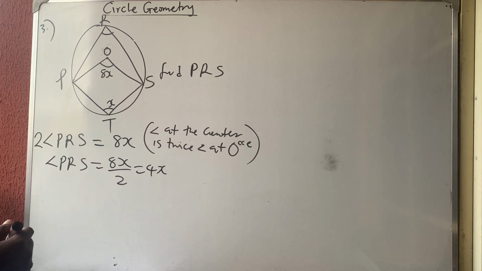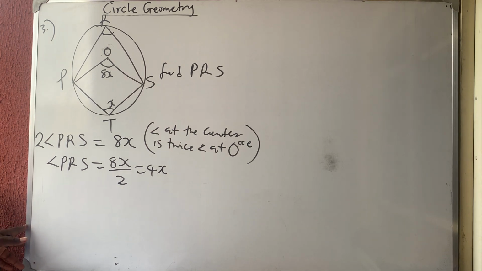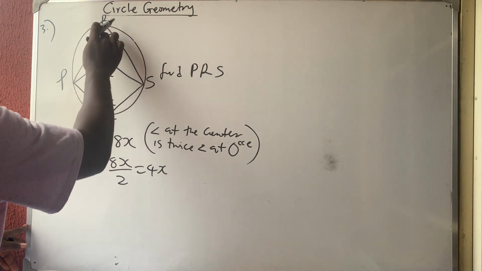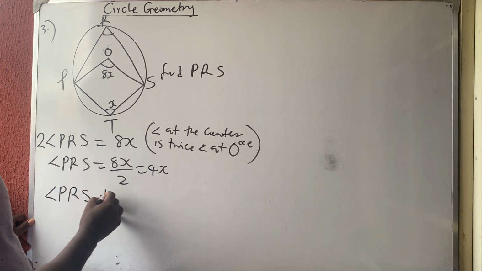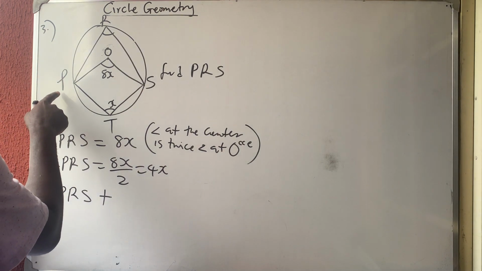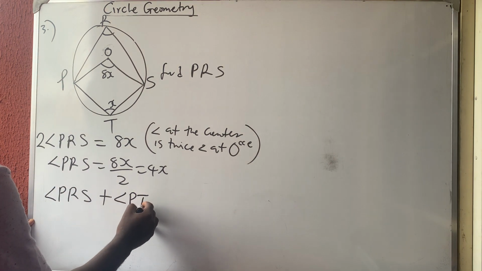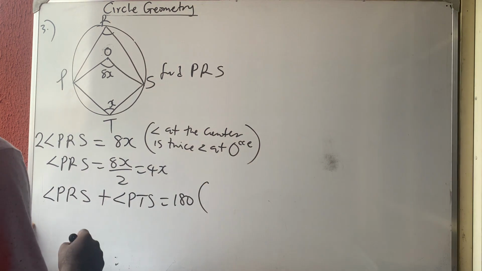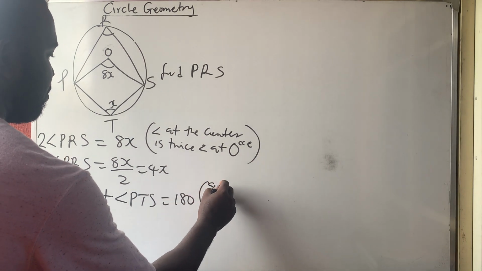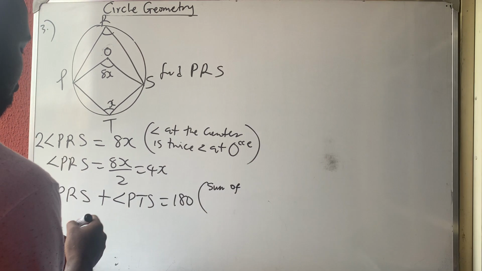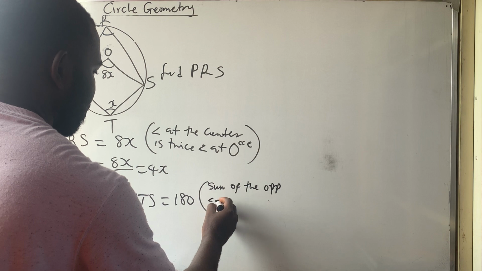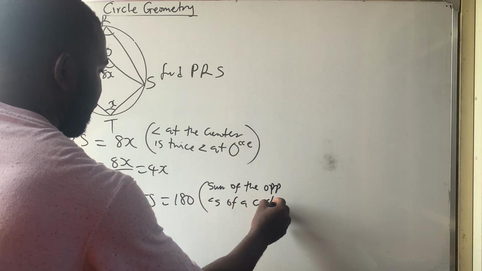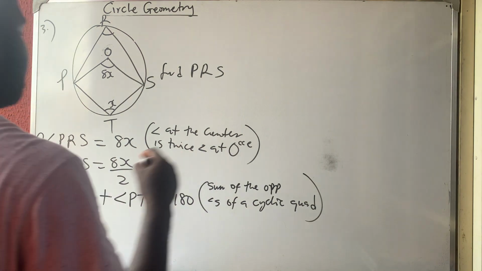Now the next thing we need to get, because there's no 4x in the options here, is that, do you remember that if you add these two places, it will give you 180? Very, very important. You will tell them that angle PRS plus angle PTS is equal to 180. My reason is sum of opposite angles of a cyclic quadrilateral.